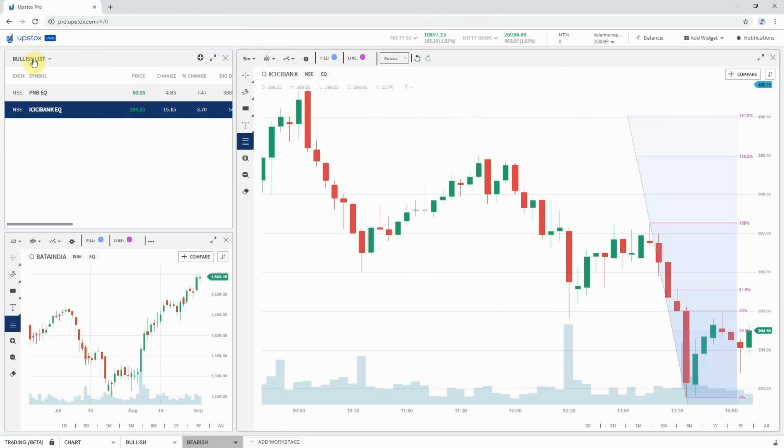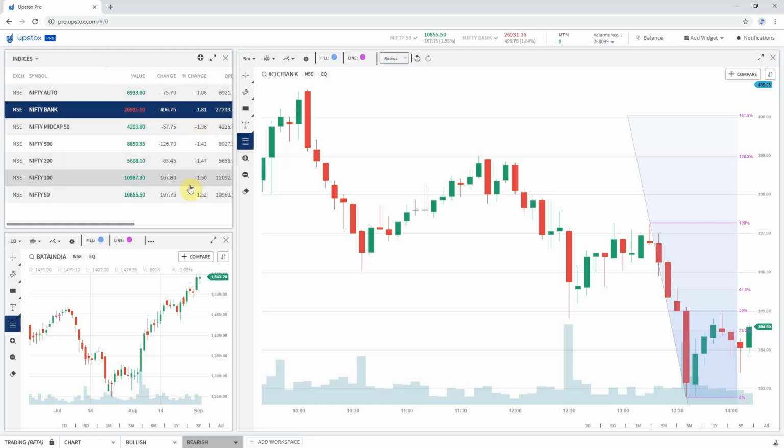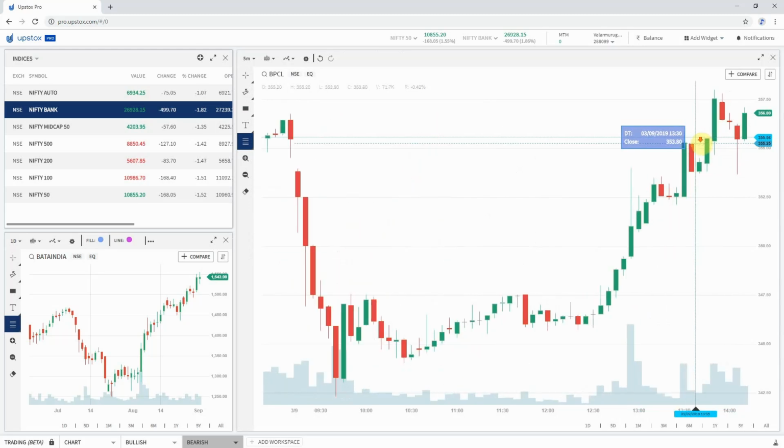Let's take a bullish list. Now let me take indices. Today, if you look at the indices, almost all the indices are negative. But anyway, now go to BPCL. If I go to BPCL, today look at the stock.